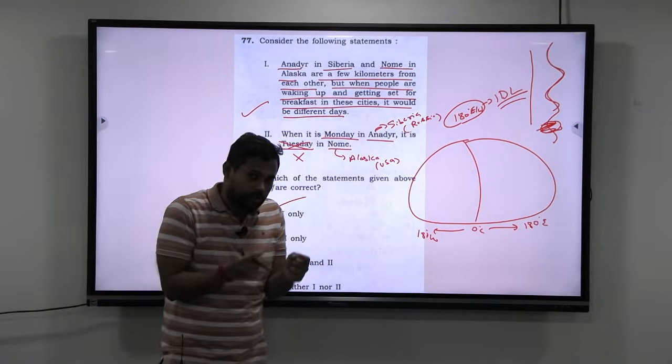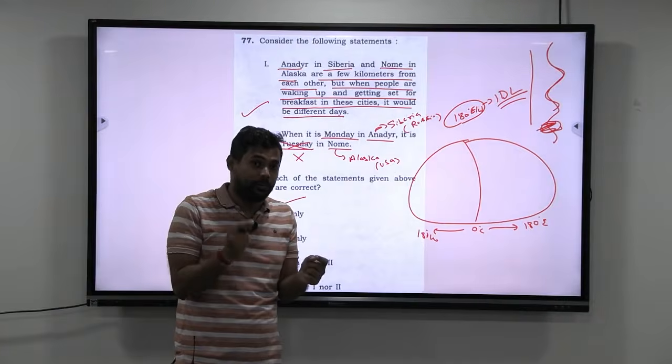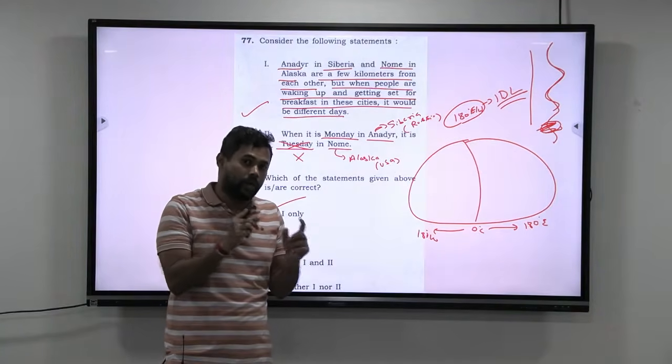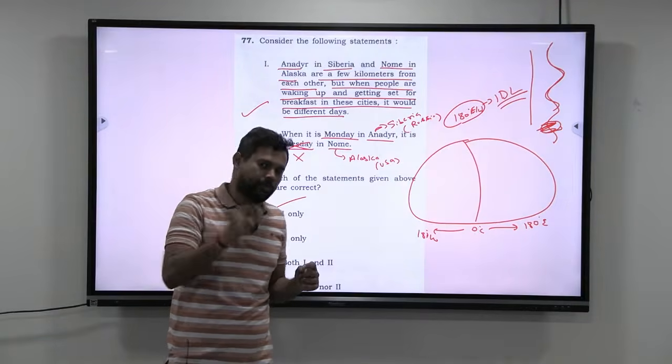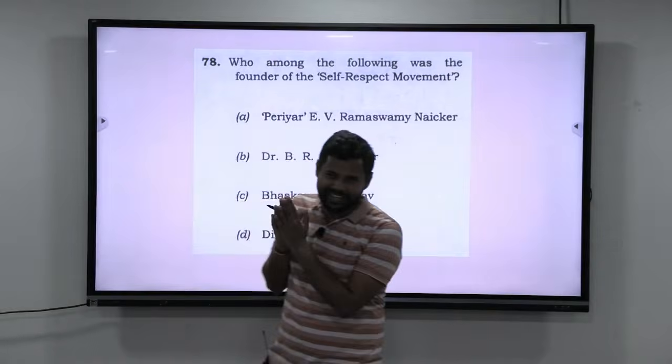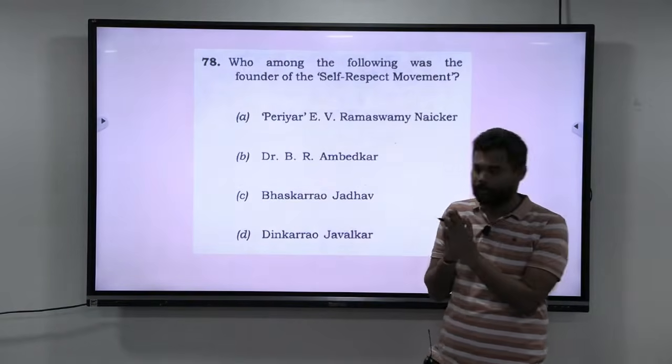So this is how you have to understand any concept. It may take time, but if you understand this way, you will never forget. And second, whatever tricks that they may give you within the question, you will be able to answer. So I hope you understood this concept. Okay, let us look at this question. Again, very simple and straightforward question. Most of you will get it right.